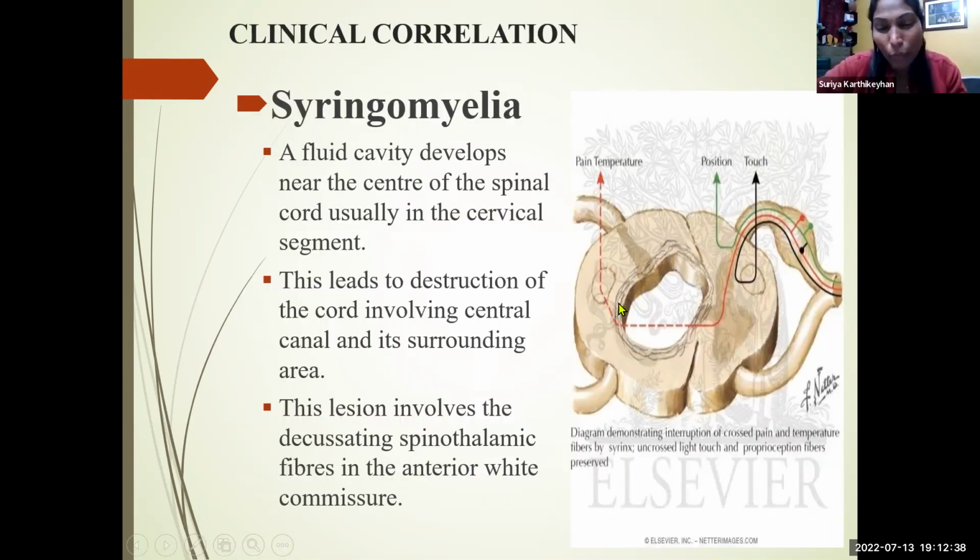So only this area, only one tract is affected. That is the white column, the lateral spinothalamic. So pain and temperature sensation alone is lost in case of syringomyelia.